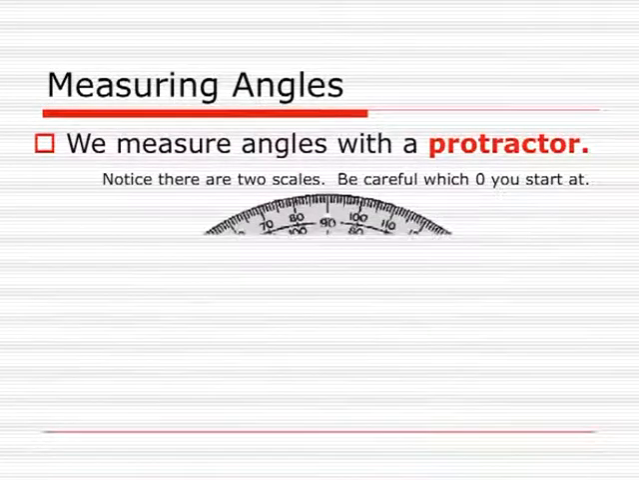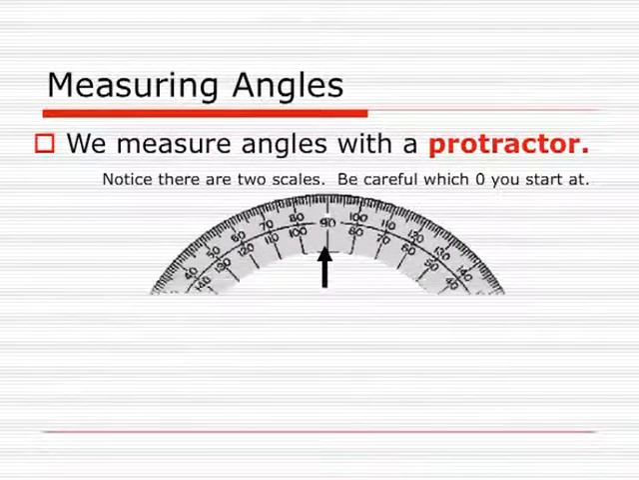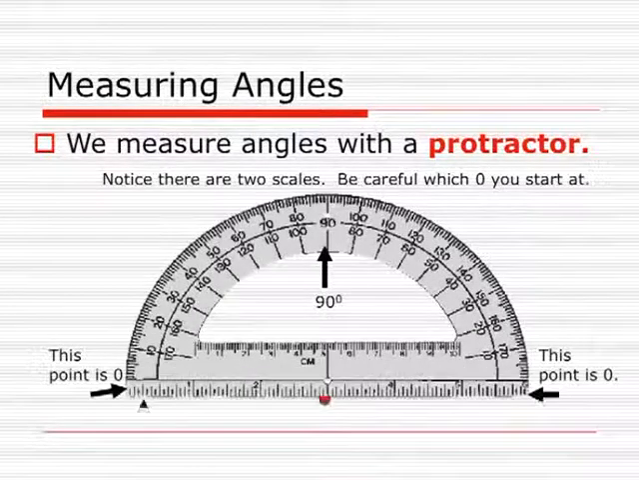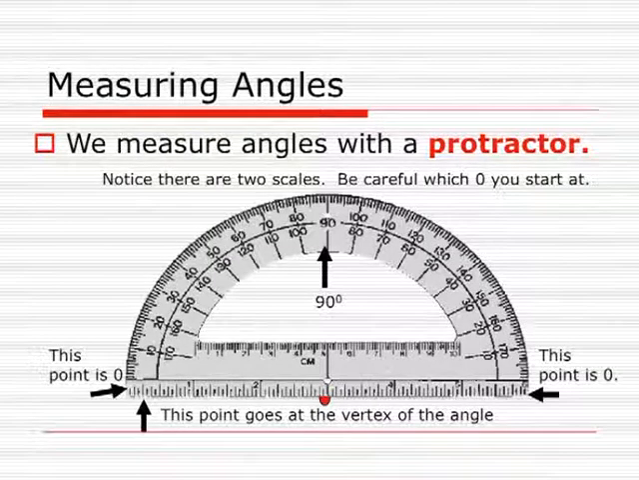We measure angles with a protractor. Here we can see the figure of a protractor. It has angles from 0 to 180 degrees on the outer side, and on the other side, the interior, it again has from 0 to 180 degrees. In between, with the arrow, we can see an angle of 90 degrees. Notice there are two scales. Be careful which 0 you have to start at. We can see this with two different arrows.